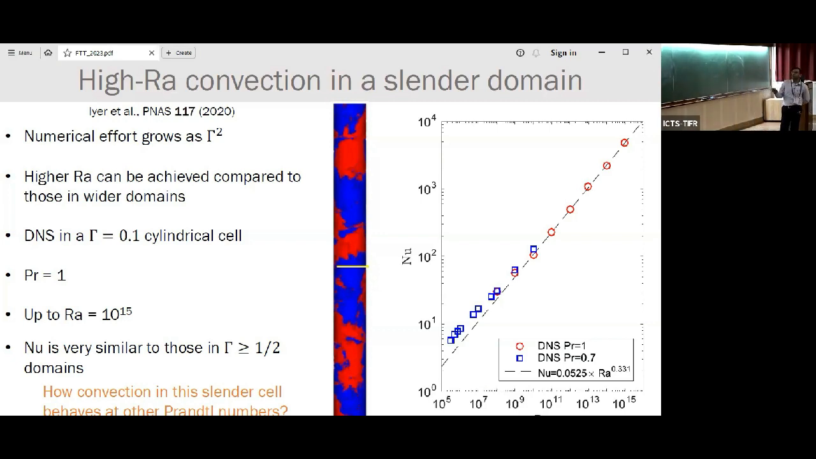We also want to see what happens if we start to rotate this container or cell, because natural convective flows are almost always affected by rotation. So what happens when we start to rotate? So these are the two aims of this talk. We will see what happens when we take a low Prandtl number fluid in this slender cell, and what happens when we also start to rotate.